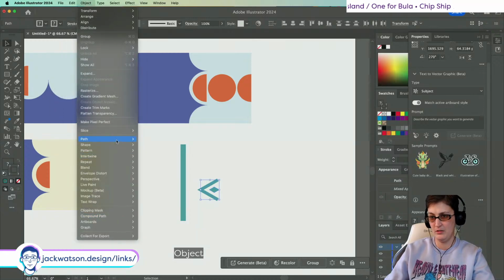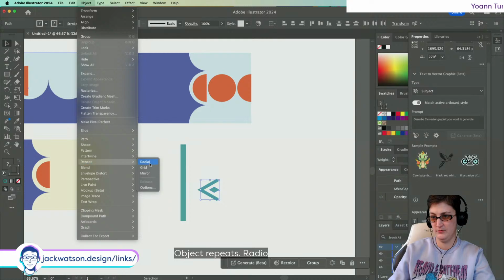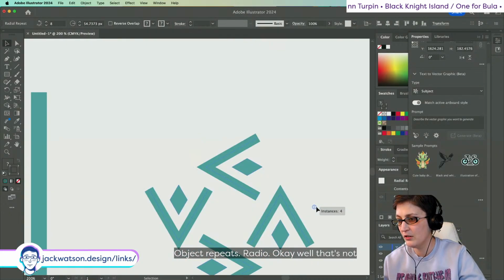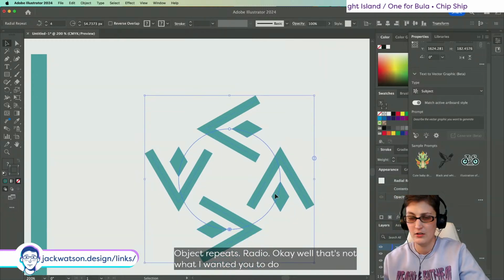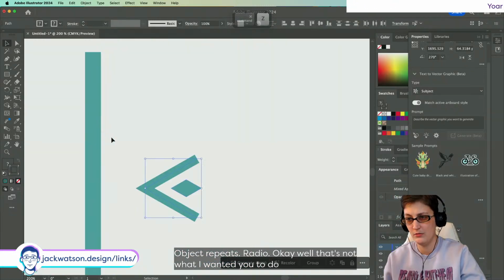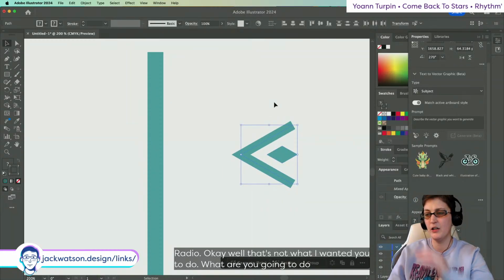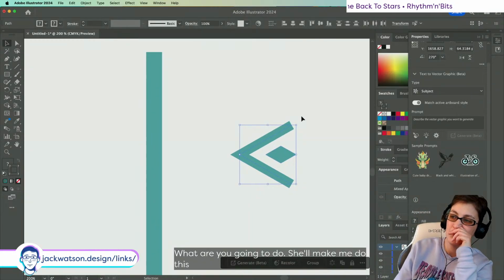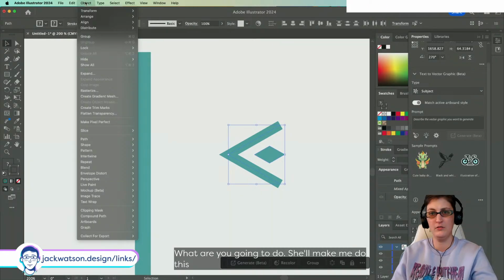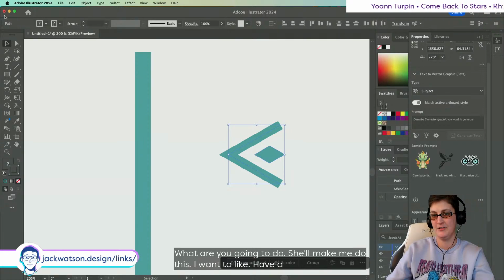Object, repeat, radial. Come on. Okay, well that's not what I wanted you to do. Gosh, how am I gonna do this? I want to have it go around. Let's draw the circle.